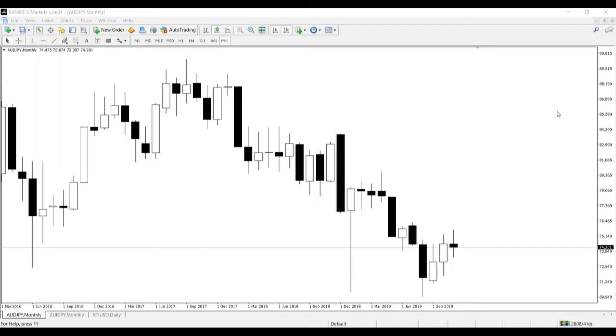I'm going to go through the pairs which I took trades on last week in regards to Aussie Yen, EURJPY, and XCI USD. Managed to catch some really good trades. And I'm just going to go through the reasons why I took those specific trades and the understanding on the thought process and the various confluences behind it. So let's get right into it.